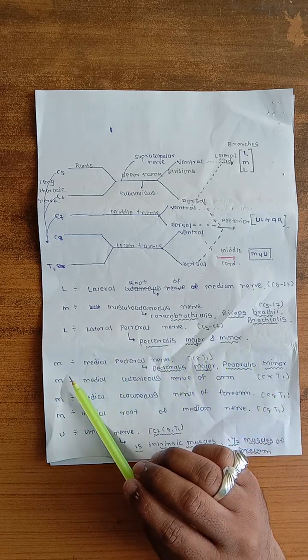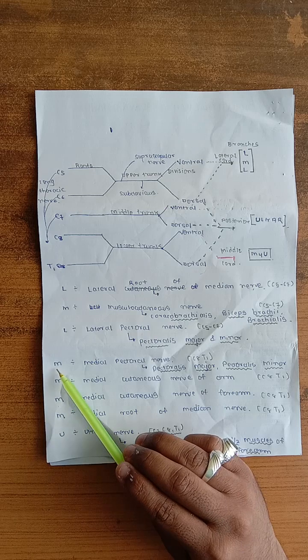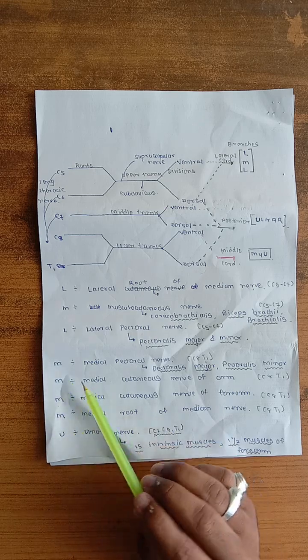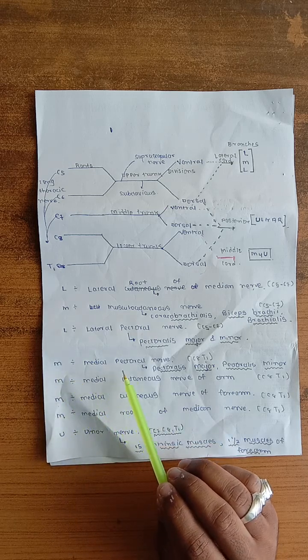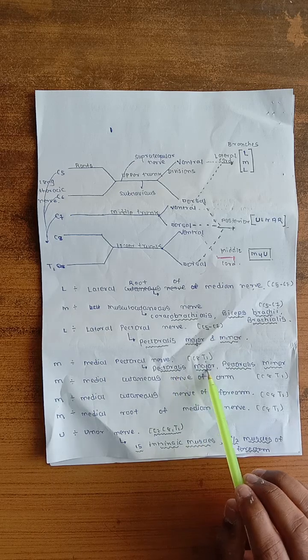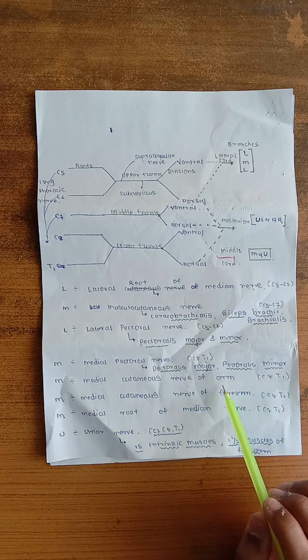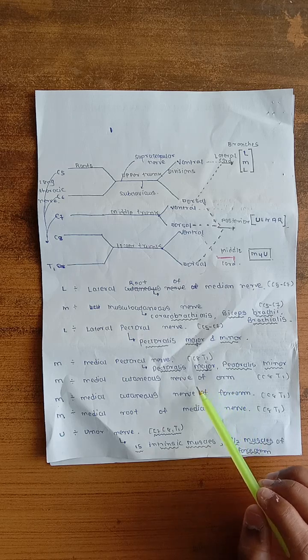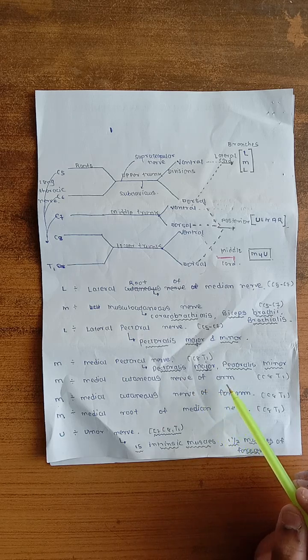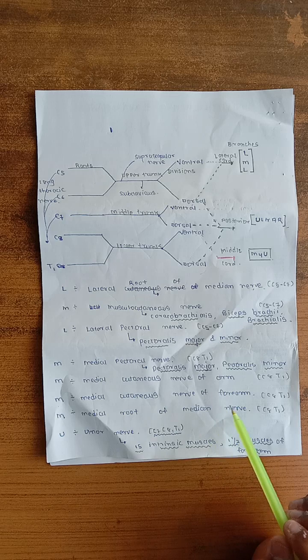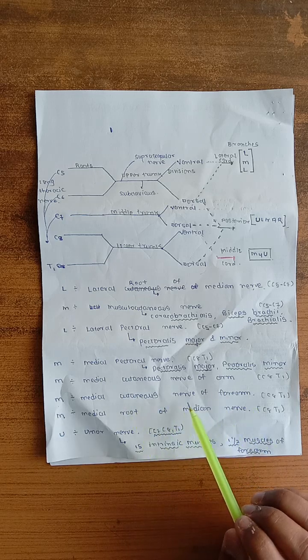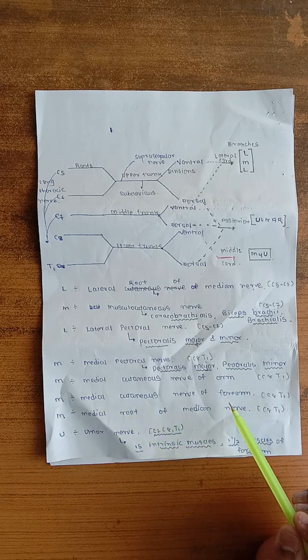A mnemonic to remember the branches of the medial cord is M4U. M stands for medial pectoral nerve, supplying the pectoralis major and the pectoralis minor. Medial cutaneous nerve of the arm carries the sensory impulse from the medial aspect of the arm. Medial cutaneous nerve of the forearm carries the sensory impulse from the medial aspect of the forearm.